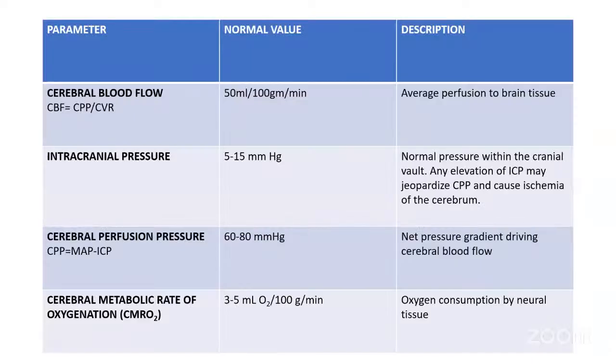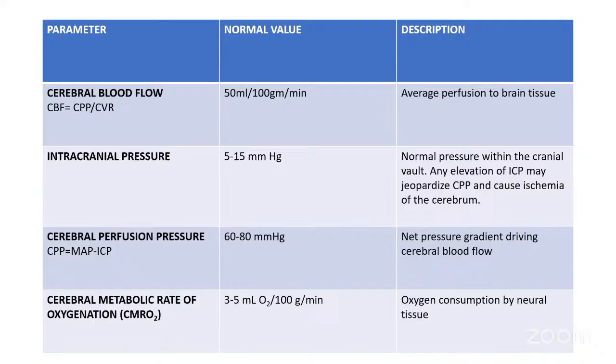So cerebral blood flow is the average perfusion flow to the brain tissue. It is determined by cerebral blood flow equals CPP, cerebral perfusion pressure, divided by cerebral vascular resistance. Normal value is around 50 ml per 100 gram per minute.